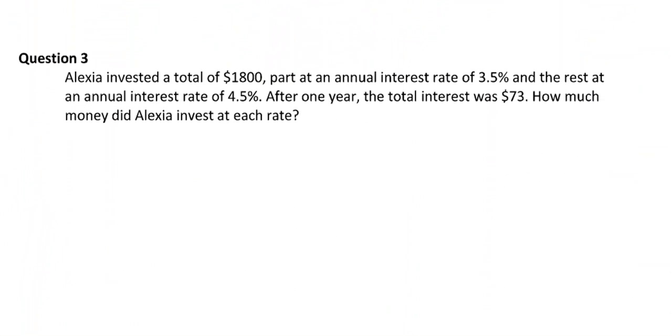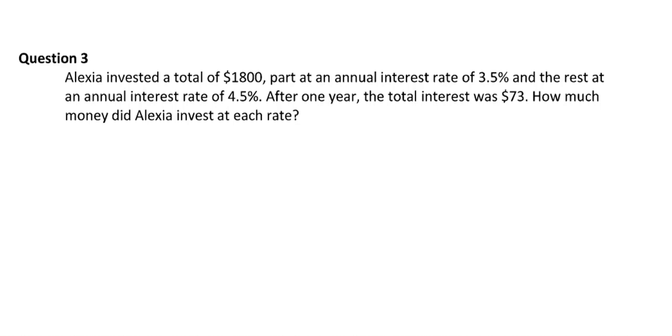All right, so let's do the next one here. Alexa invested a total of $1,800, part at an annual interest rate of 3.5%, and the rest at an annual interest rate of 4.5%. After 1 year, the total interest was $73. How much money did Alexa invest at each rate?